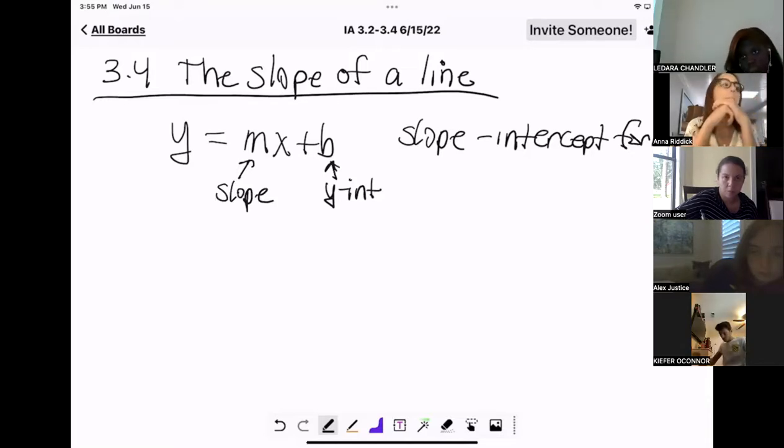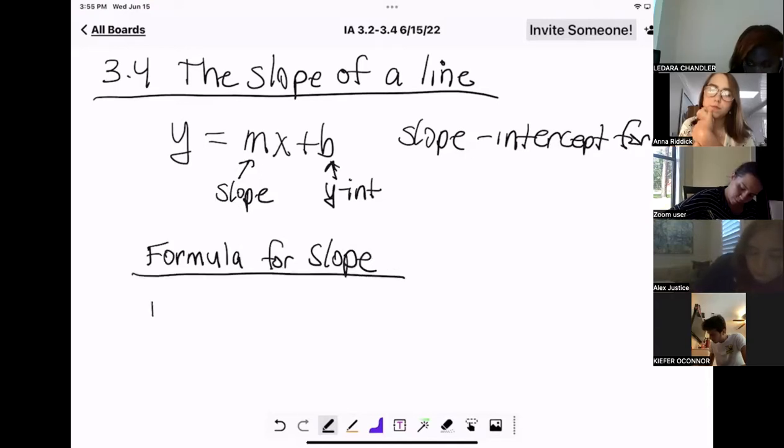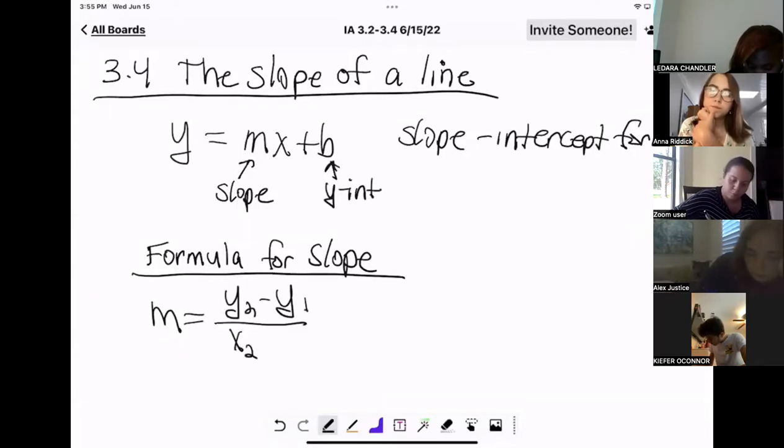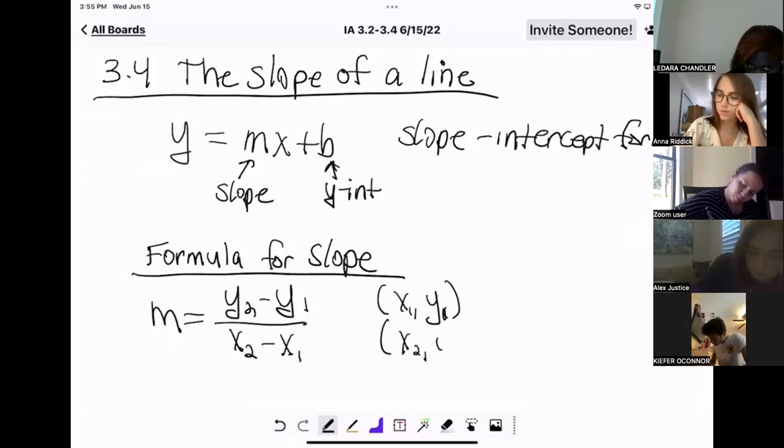Now, there is a formula for slope. I'm sure all of you can remember it once you say it, whether you've used it in the past: y2 minus y1 over x2 minus x1. This is how I find the slope from 2 points. I'm going to be given one point, which we'll call (x1, y1), and another point, which we'll call (x2, y2). Then we use the formula and we can find the slope.